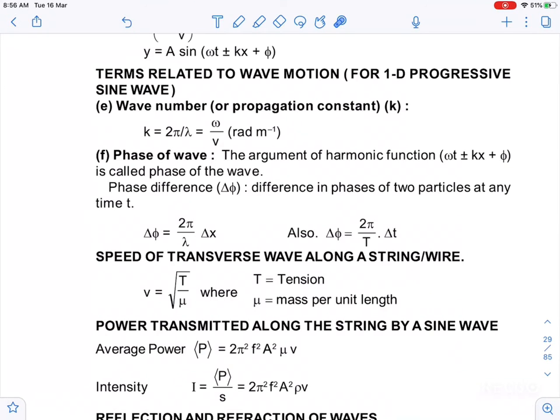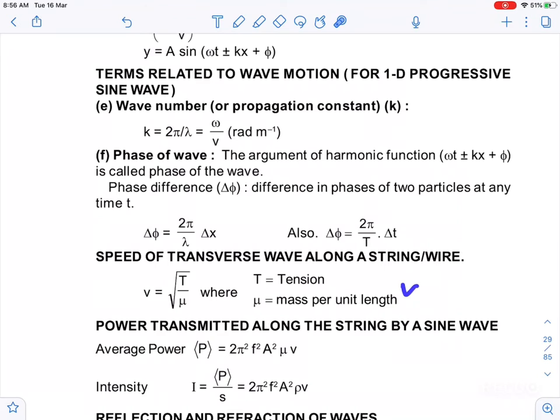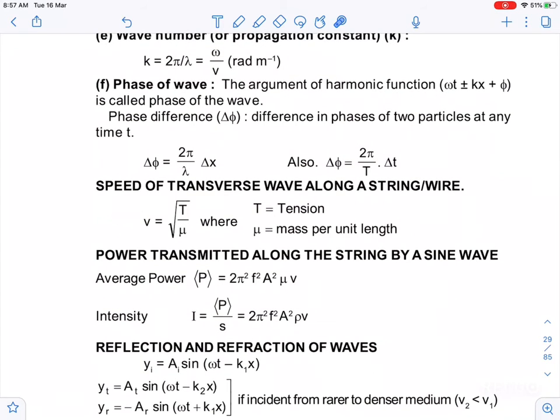Now the speed of a wave traveling in a string, or the speed of a transverse wave, is nothing but under root T by mu. This mu is nothing but mass per unit length. Some students actually confuse this as mass. No guys, this is mass per unit length. The proof of this speed of a transverse wave I have also discussed in class 9th. So v is equal to under root T by mu. This is actually the formula from which JEE asked many questions.